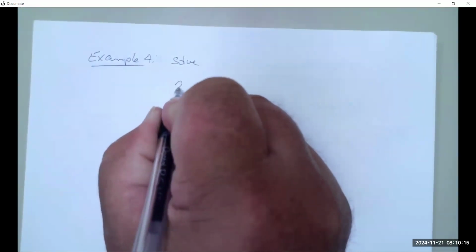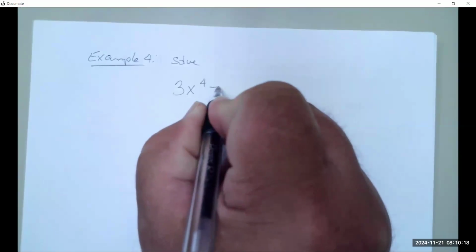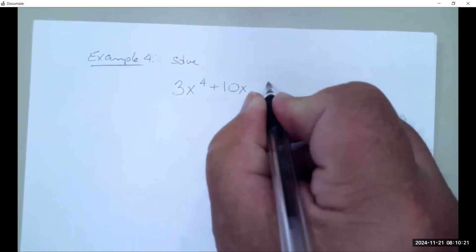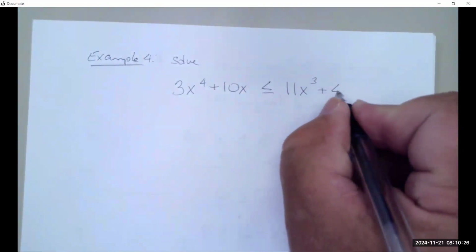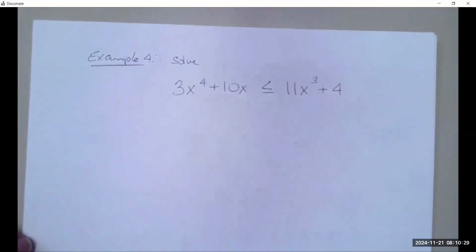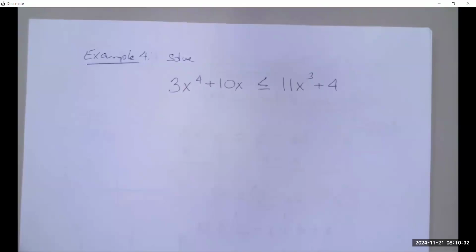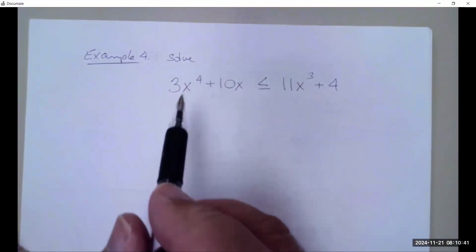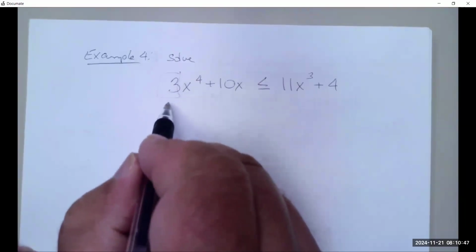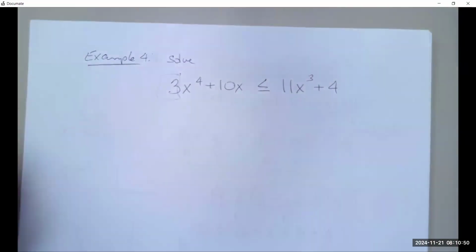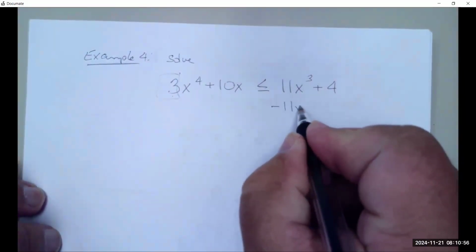Solve this polynomial inequality. 3x to the 4th plus 10x is less than or equal to 11x cubed plus 4. First step. Since the degree of this polynomial is going to be what? 4. So we look at the coefficient. Is it positive? Yes. If it was negative, we'd move everything to the other side because we want the leading coefficient to be positive. But since that's positive, we'll move these guys.